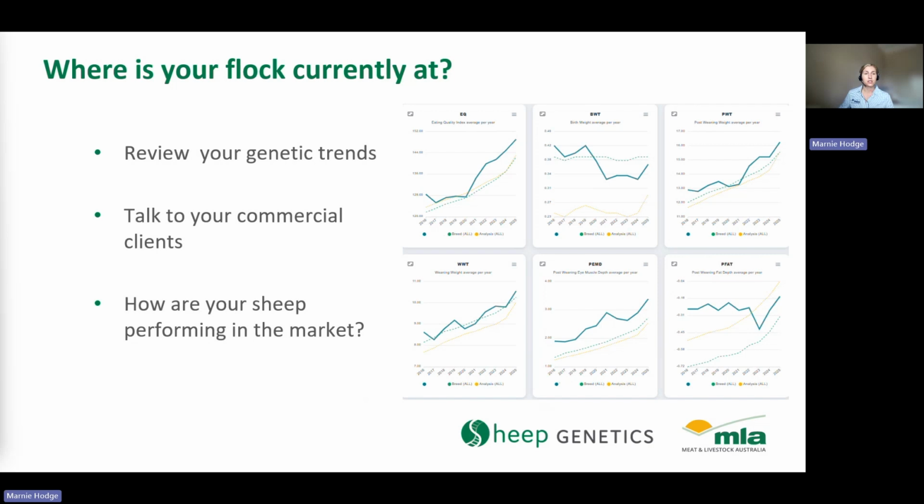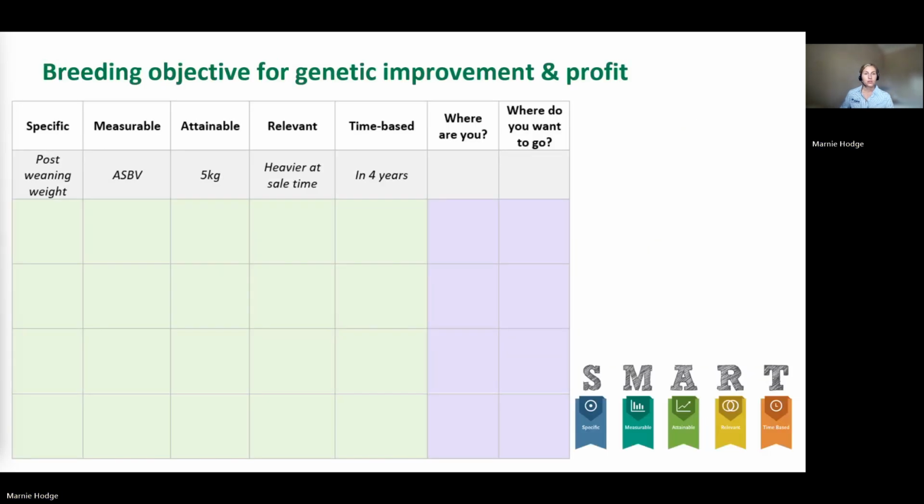Look at all of the traits that drive profit for your business, both directly and indirectly. Talk to your commercial clients, see how happy they are or what they're currently achieving in the market for particular traits, and think about that when we're setting up our breeding objective. So a breeding objective can be very simple, and I would recommend that you write this down and keep it really handy next to the computer. You can also print out your genetic trends to see how you're performing for traits.